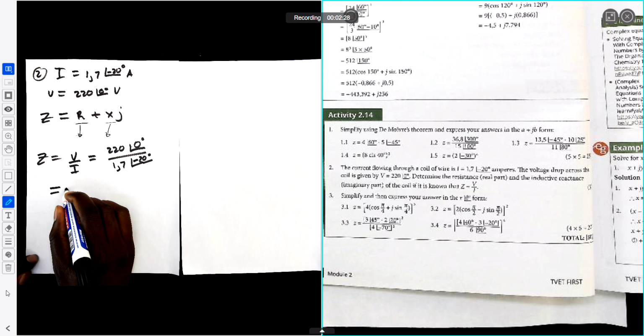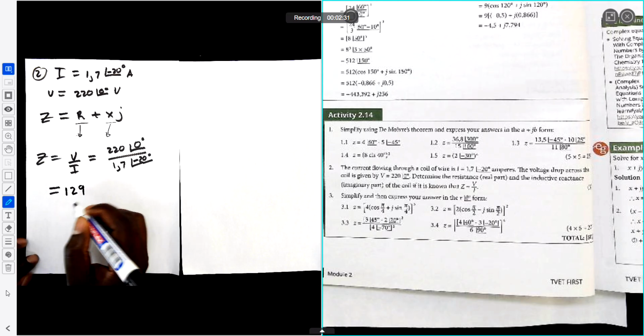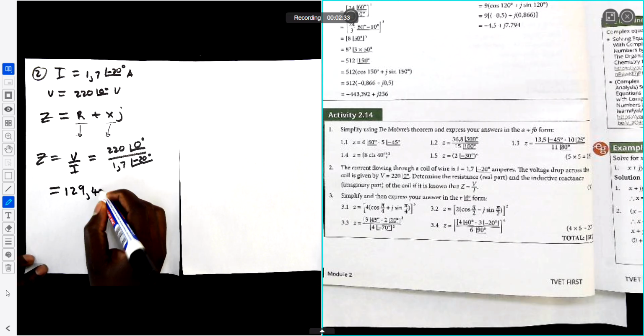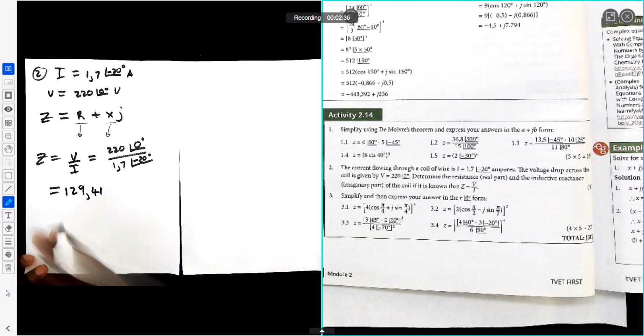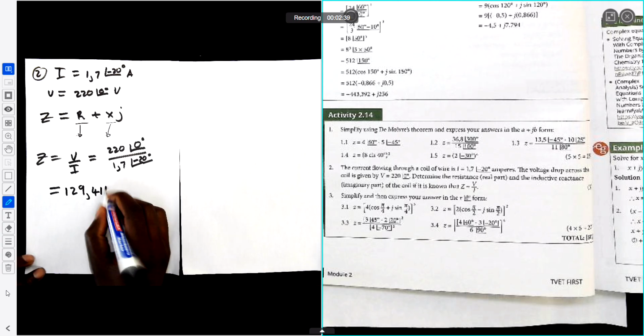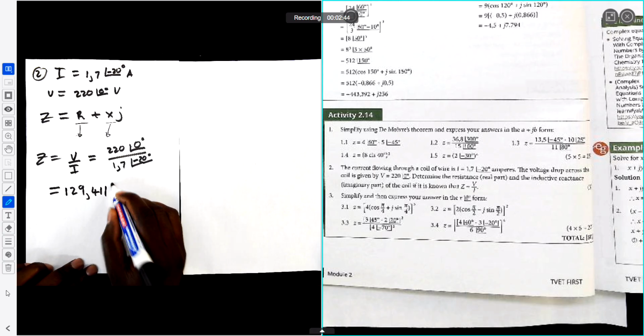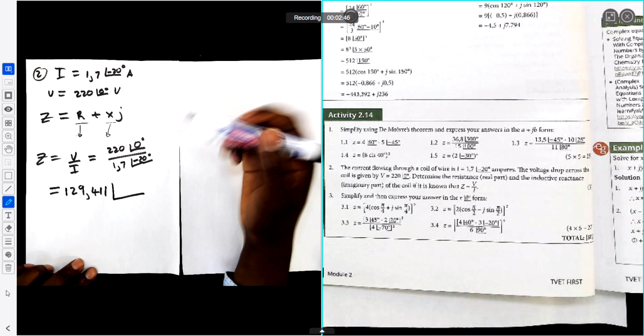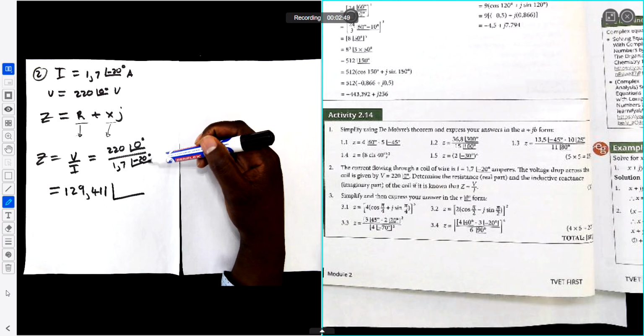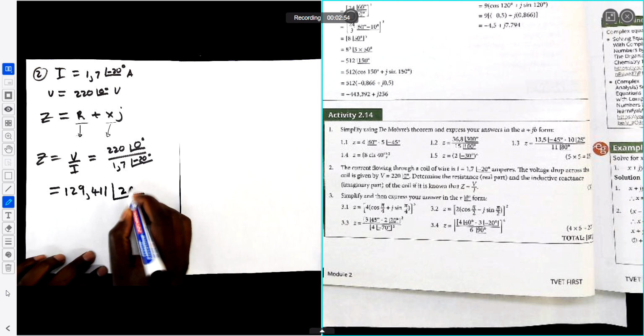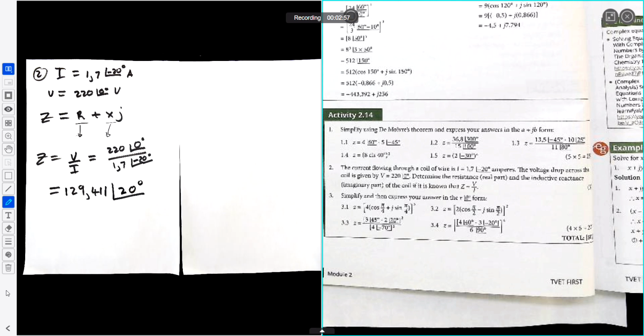So it's 129.411. Therefore, our angle is going to be, when we divide, we subtract the angles. So it's 0 minus negative 20, which is 20 degrees. So it is in polar form.